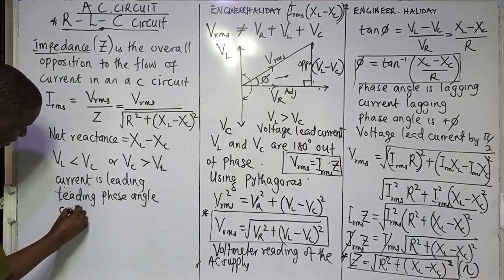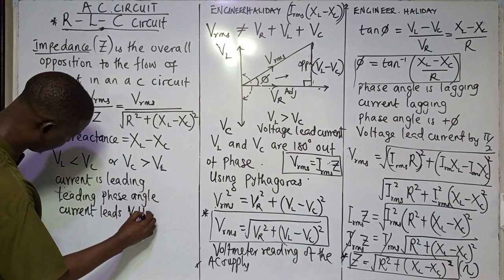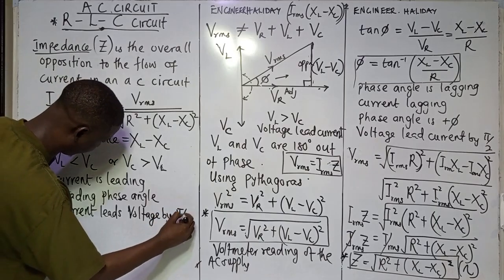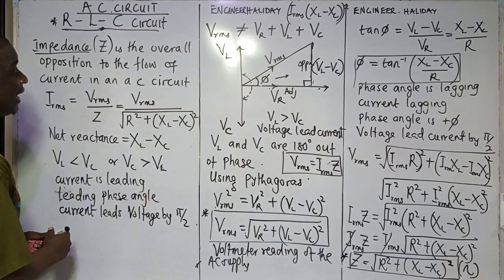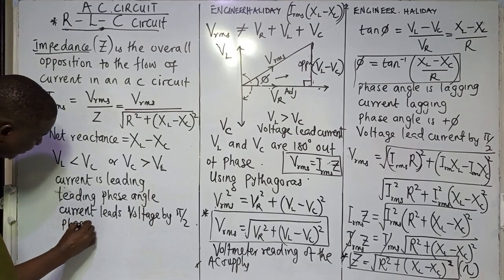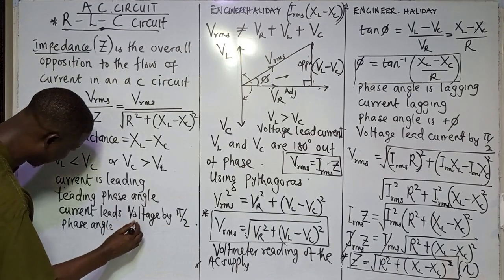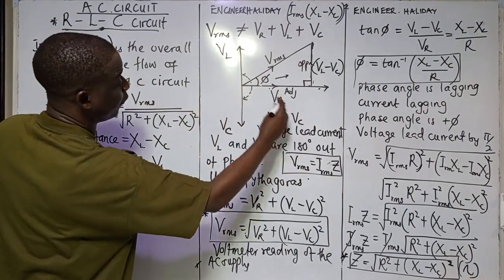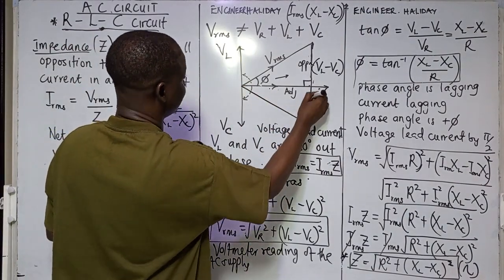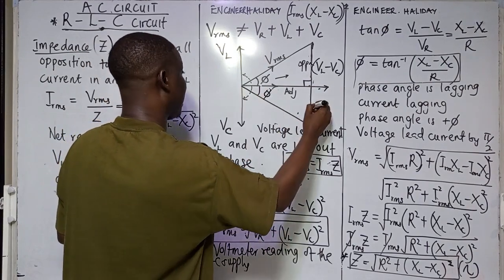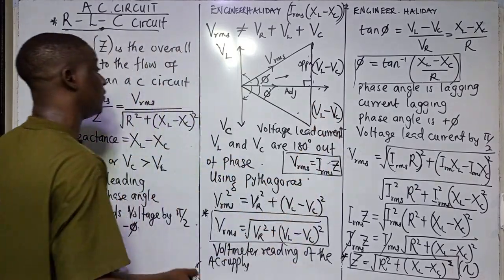We can say current leads voltage by pi over 2, and that is the statement you can use. In that case, the phase angle will be negative. It will fall below. If I'm to draw this, it will come like this. This is the diagram, where VL minus VC gives us a negative value.